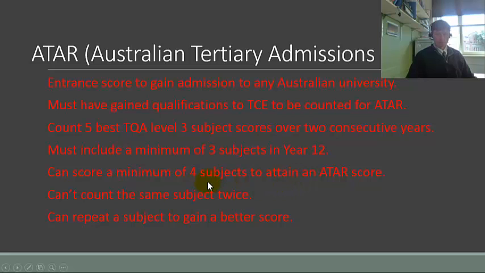You only need a minimum of 4 subjects to attain an ATAR score. Obviously, your score will be a lot less. It'll be out of 80 rather than out of 100. And you can't score the same subject twice, even though you can do it again if you want. That's why I've said down here you can repeat a subject to gain a better score, but it can't count twice.